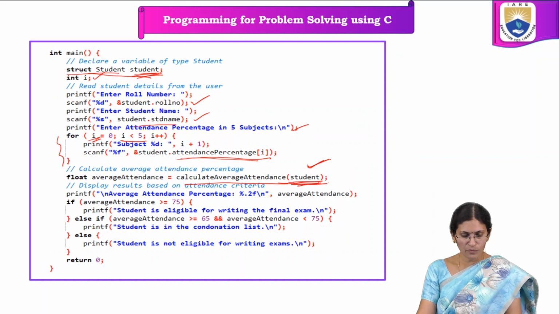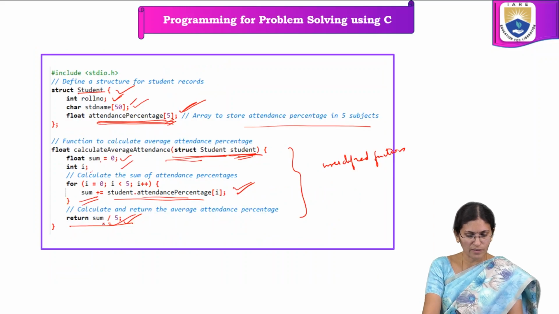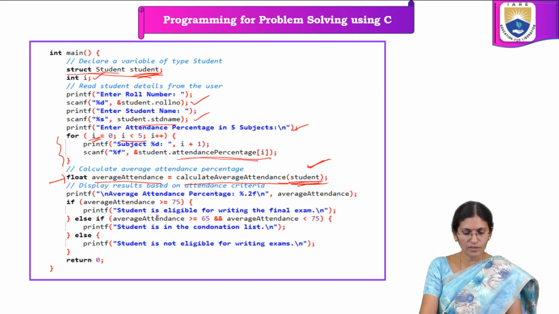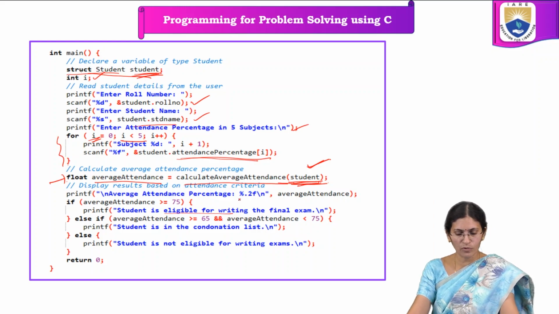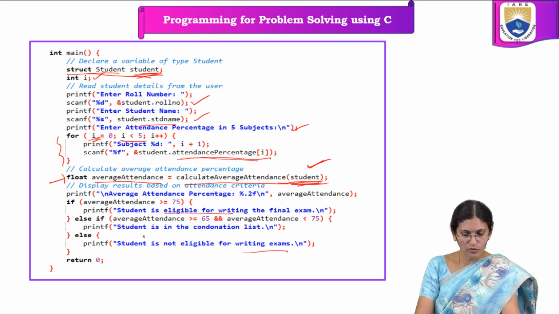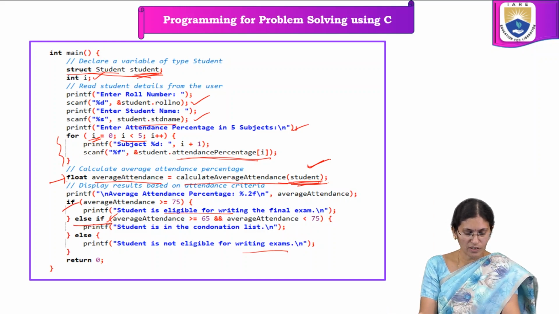Next, if you execute this program, inside the main function, whatever value is returned here is a float type. In order to receive this float value, there is a variable average attendance. Based upon this value, we can say whether the student is eligible for writing the exam, or is in the condonation list, or is not eligible for writing the exams. Here we have more than one condition to be checked, therefore we are using the if else if condition.